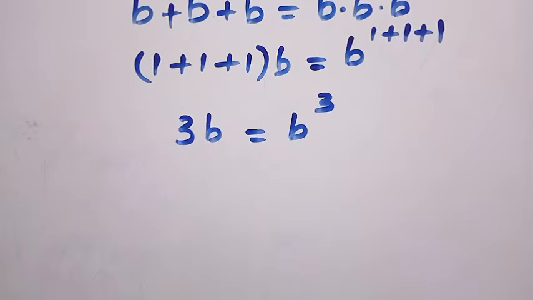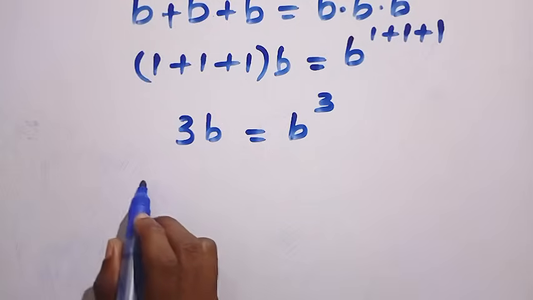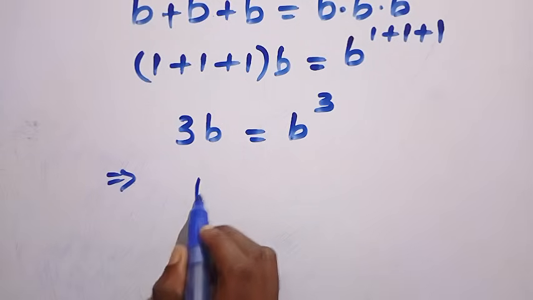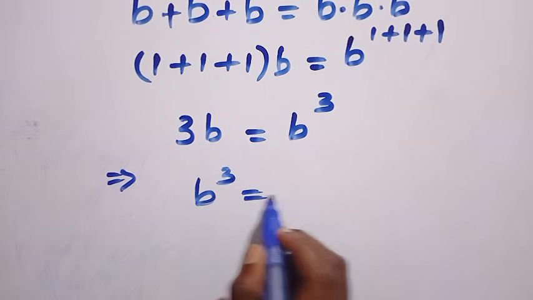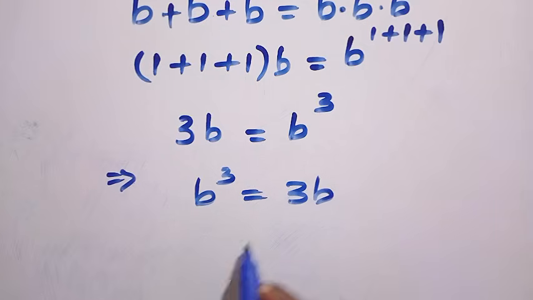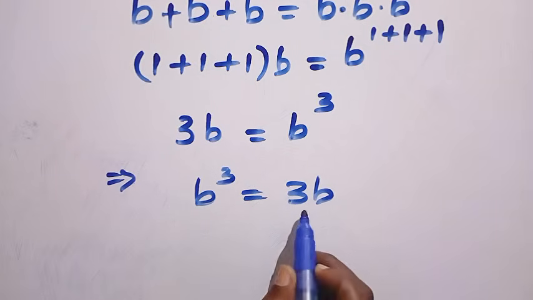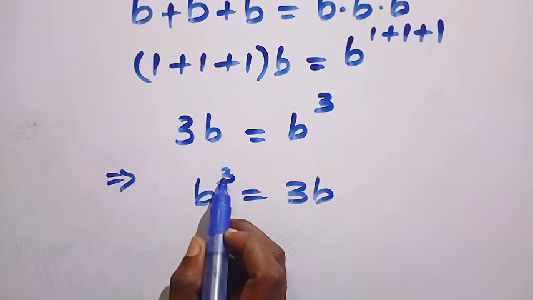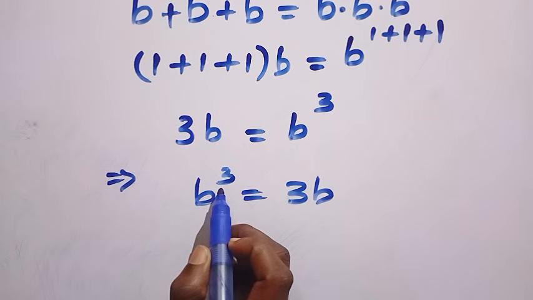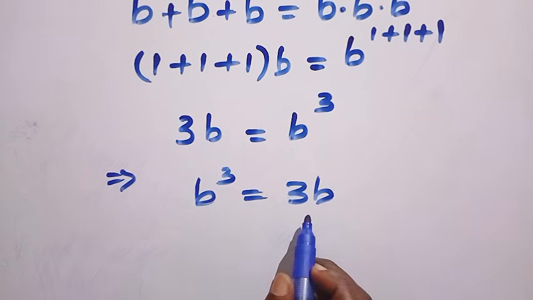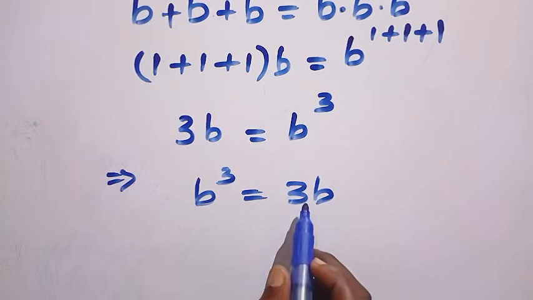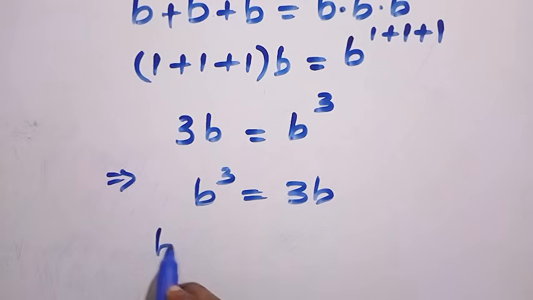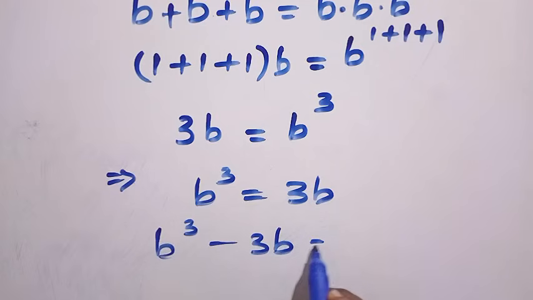We can also rewrite this expression as b raised to power of 3 equals 3b. And we need to get all the solutions. This is power of 3, which means this is a cubic equation, so we need 3 solutions. If I take 3b to this side, we have b to the power 3 minus 3b equals 0.